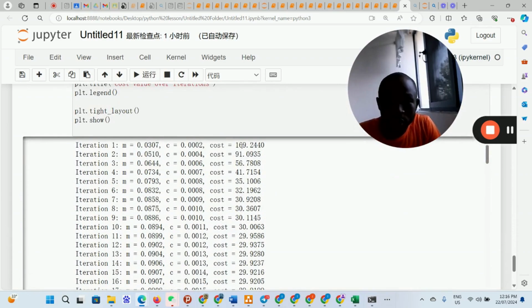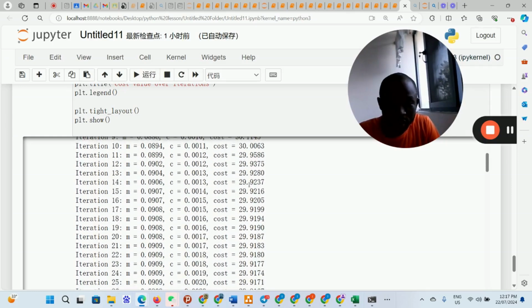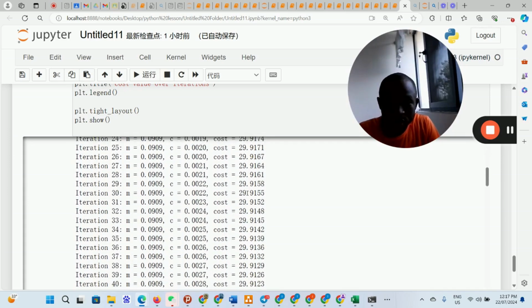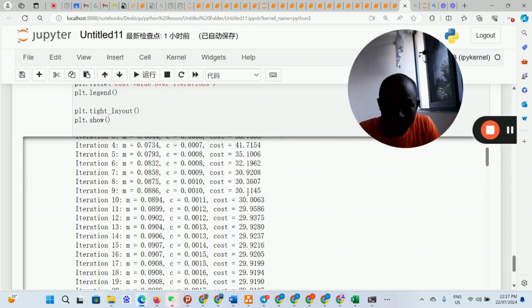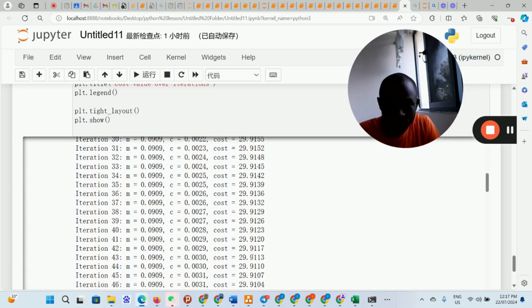So at this point, if you look at the first iteration, the cost function is high. We have 190, 169. But now, going down, the second iteration, it reduced to 91. The third iteration, it reduced to 56. The fourth reduced to 41. It keeps reducing as it goes down. If you look at it very well, at the 10th iteration, we have 30. Now you start having 29, 29, 29, 29, right up to going downwards.